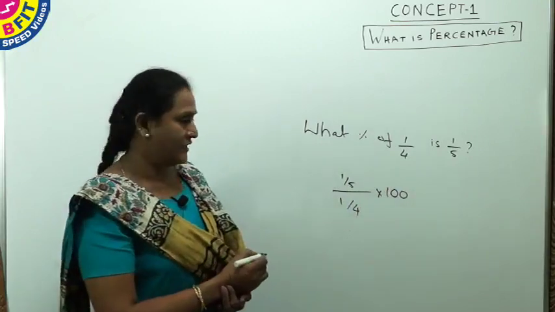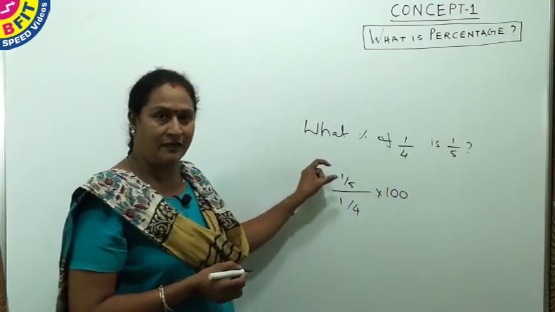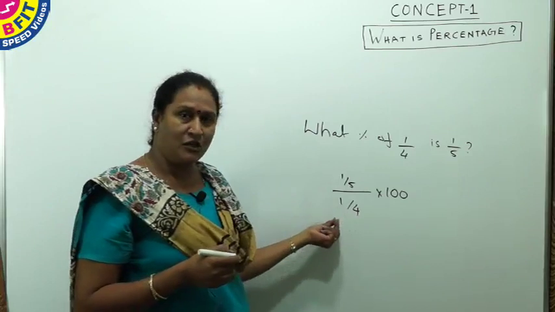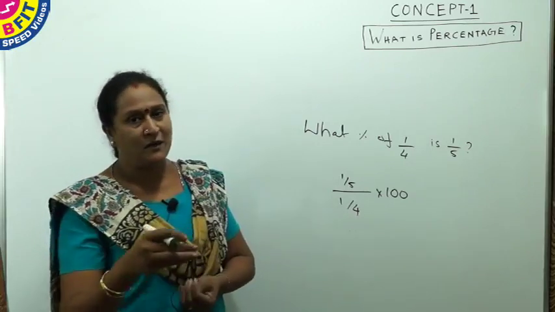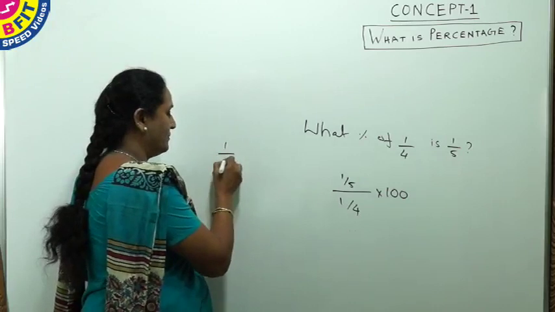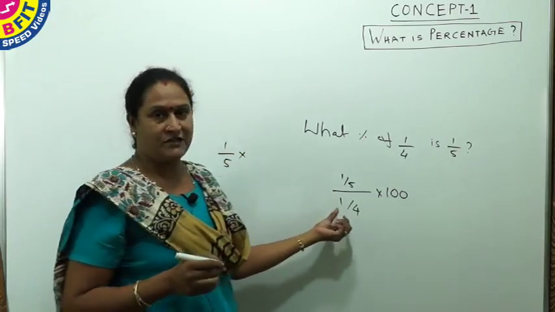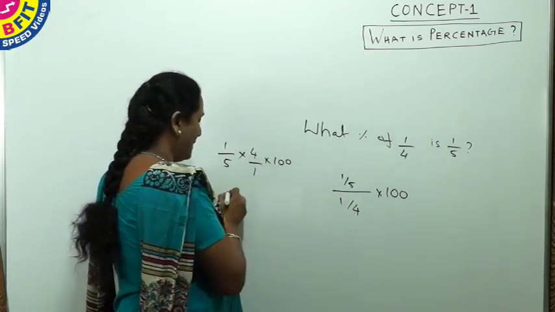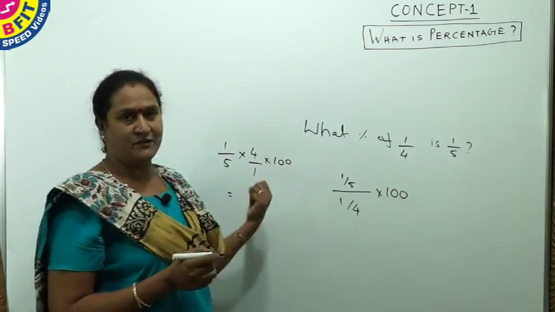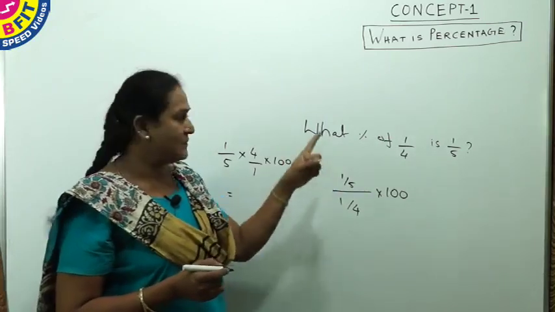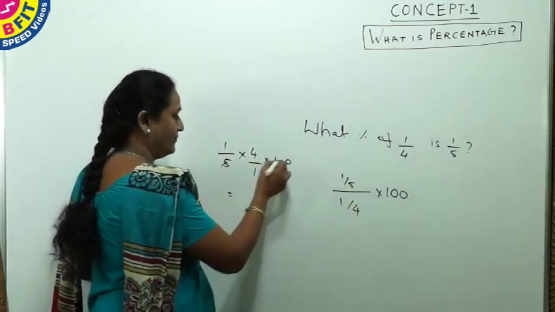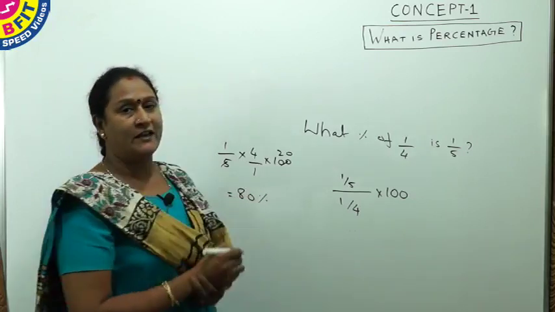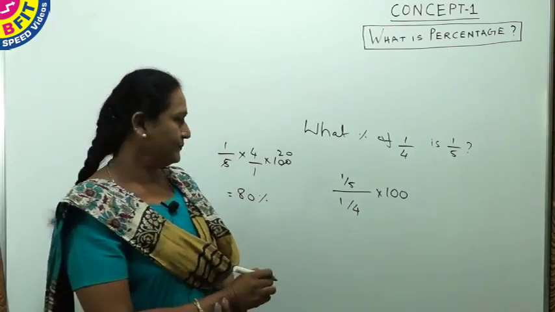And now what will be the working here? We have two fractions, one in the numerator and the other in the denominator. Whenever you have two fractions, the one which is in the denominator can be reciprocated and multiplied. So that is 1 by 5 into 4 by 1 into 100. And now what is the required percentage? After simplifying this, we get 80%. So 1 by 5 is 80% of 1 by 4.